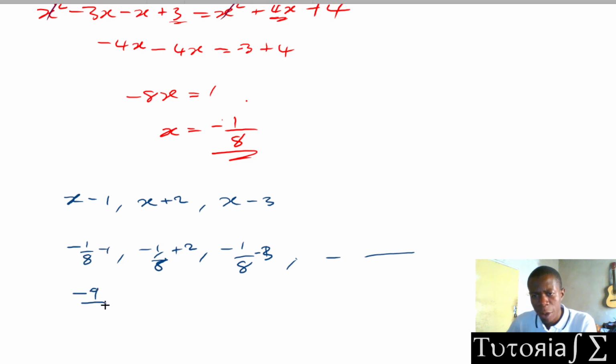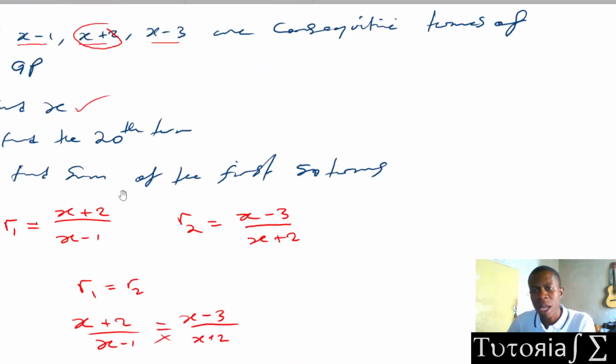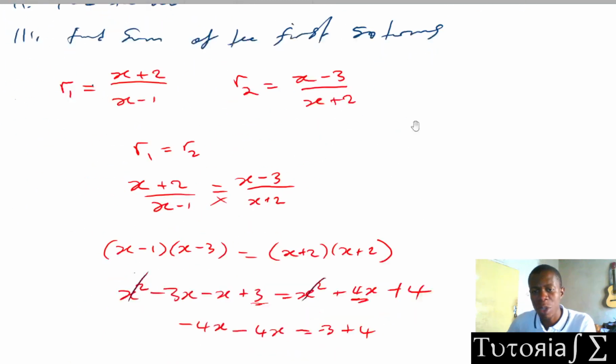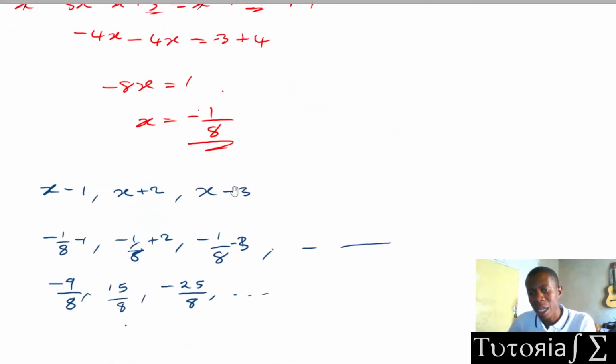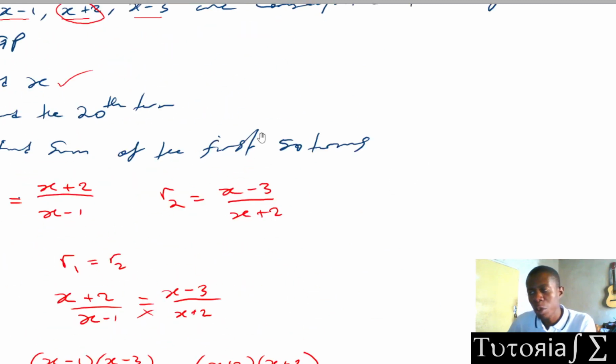Negative 9 over 8. What would this be? When these are simplified, you're going to have that progression. From there, you can now find the 20th term and the sum of the first 50 terms. I'll leave these two questions for you, so you need to finish that. Then I'll put up one more example for you.